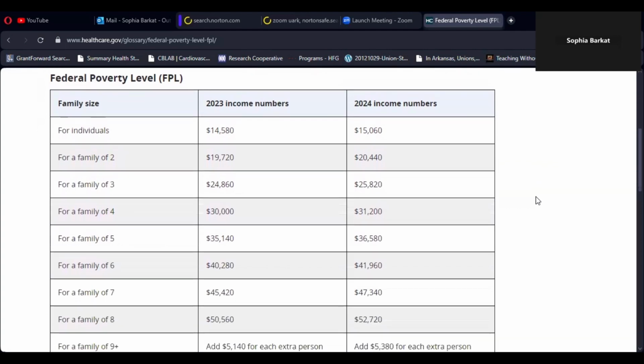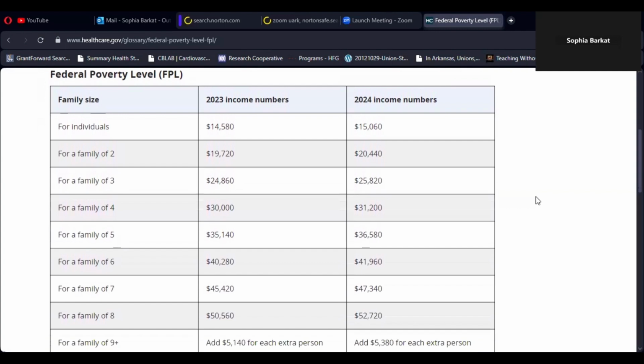Family size for individuals, meaning one person. If your income in 2023 was 14,580, you were at the federal poverty level or less, right? 2024 income numbers, if you were making $15,060 or less, you were at the federal poverty level if you are a single person filing taxes, right? Now, for a family of two, the numbers are slightly more. For a family of three, slightly more. Family of four, slightly more.